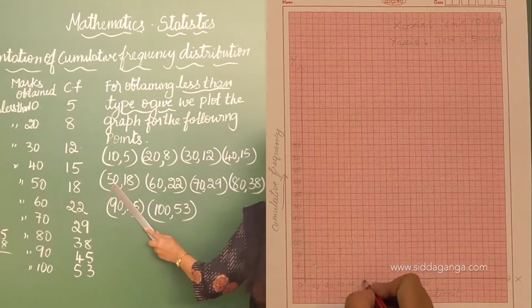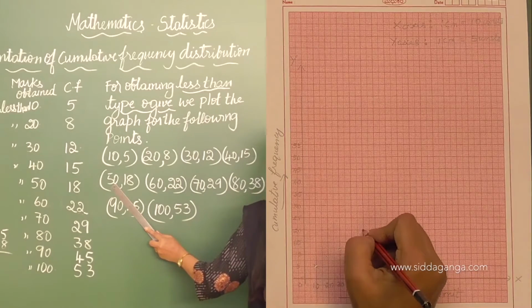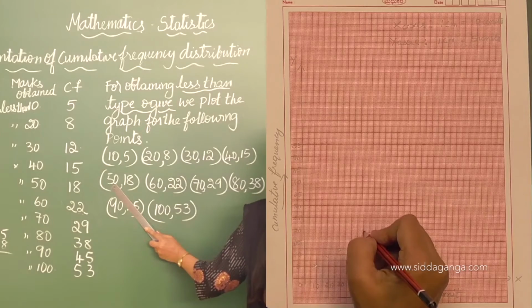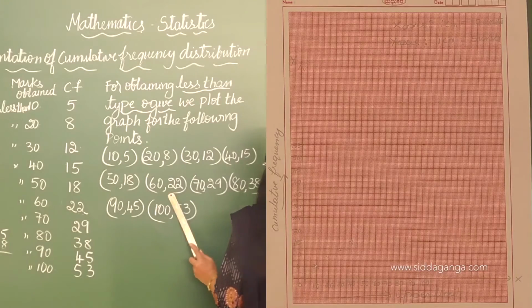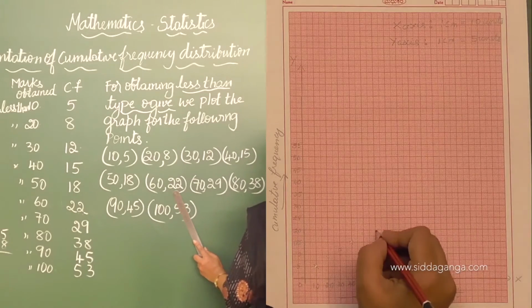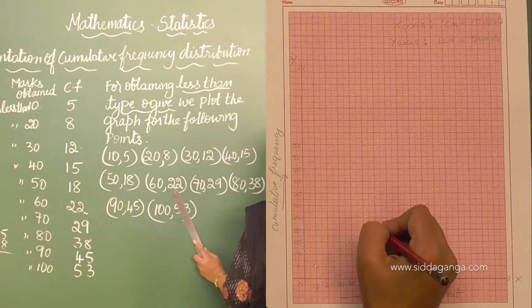Next 50. For 50 it is 18. 18 means here we have 20, so 2 divisions below. Here you can plot. Next for 60 it is 22. 60, this is 20. After that for 2 divisions it is 21, for 4th division it is 22.